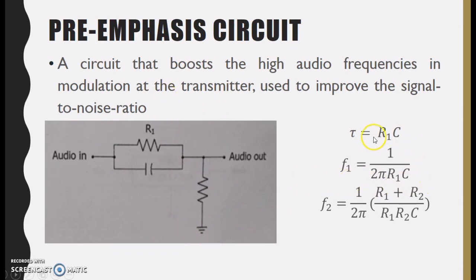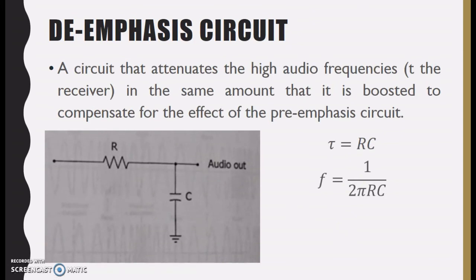So the other two equations here will be used to get the two frequencies. The last topic is the de-emphasis circuit. This kind of circuit will attenuate the high audio frequencies in the receiver by the same amount that they are boosted, to compensate for the effect of the pre-emphasis circuit.